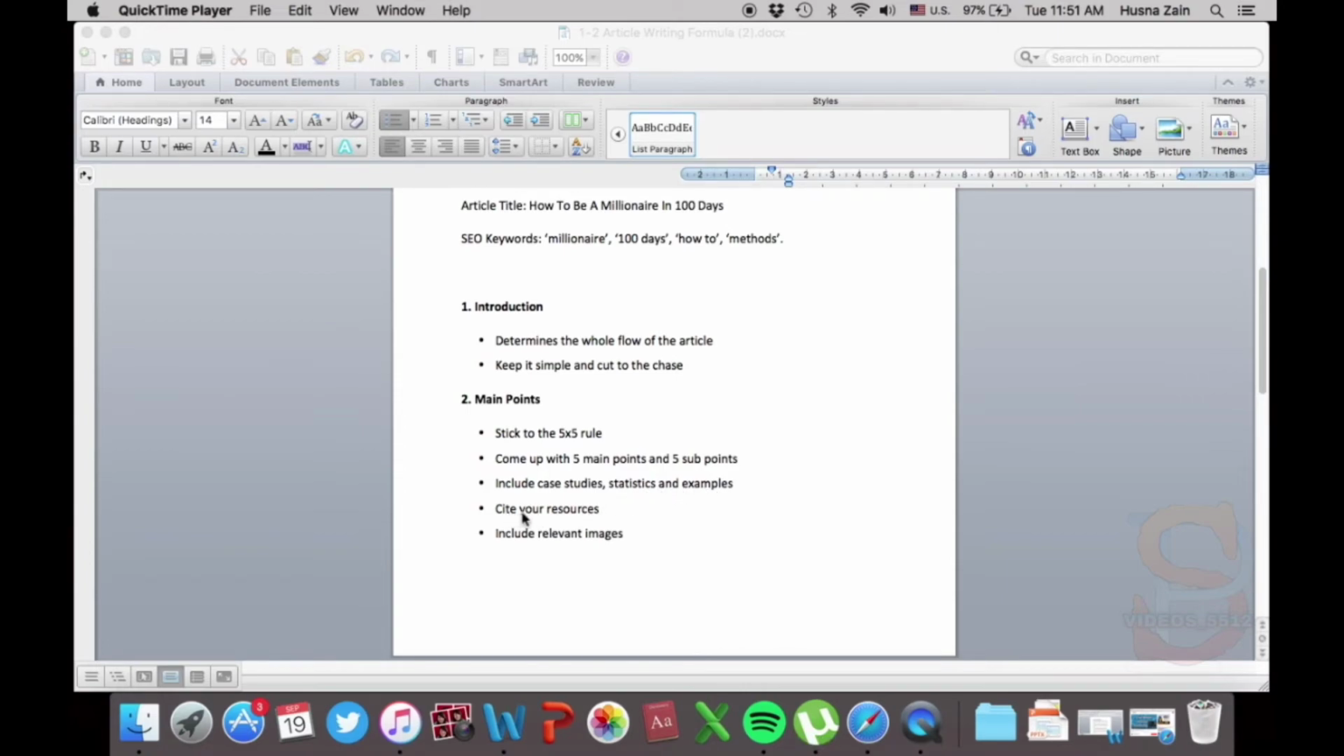Remember to cite your resources. You can also include relevant images where necessary. You may search for a stock photo and Google images related to your topic.